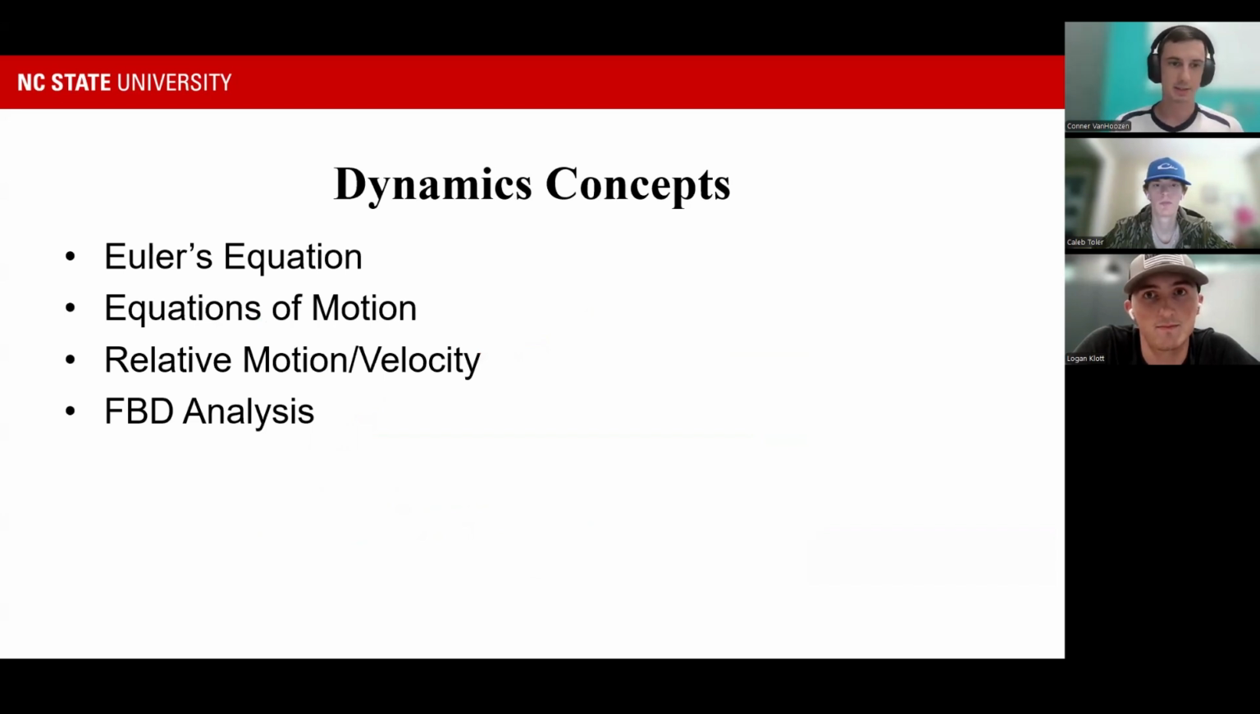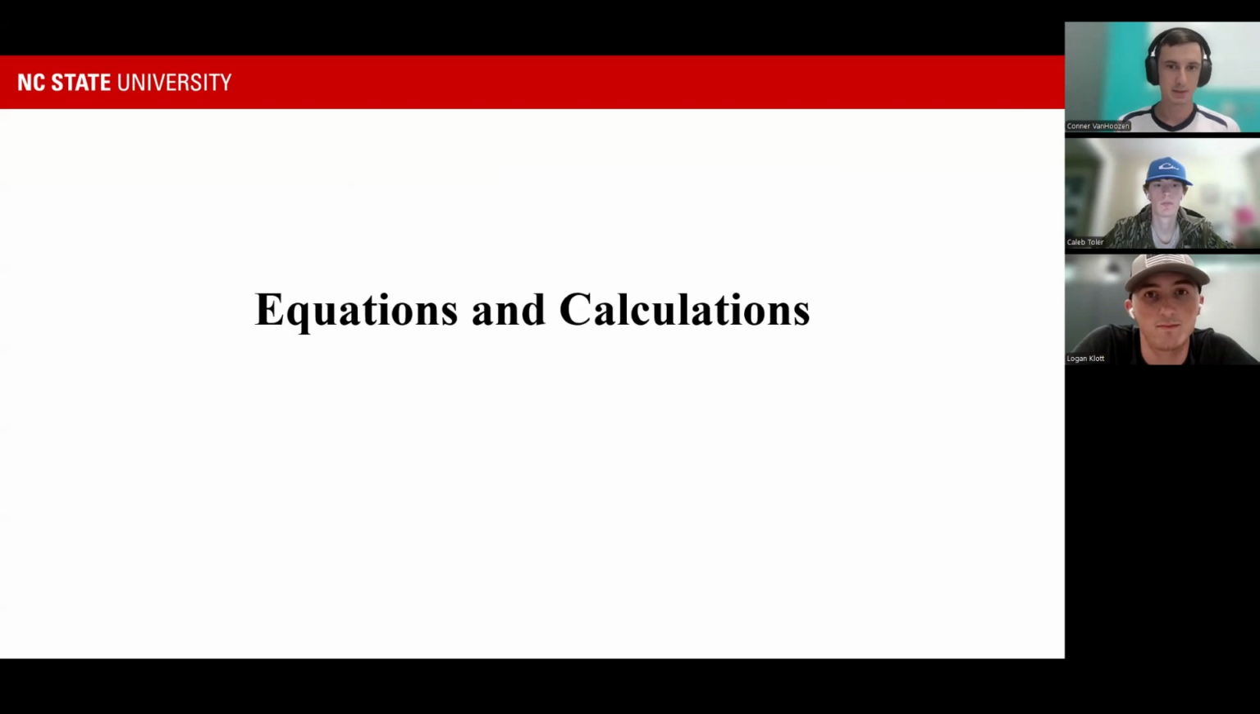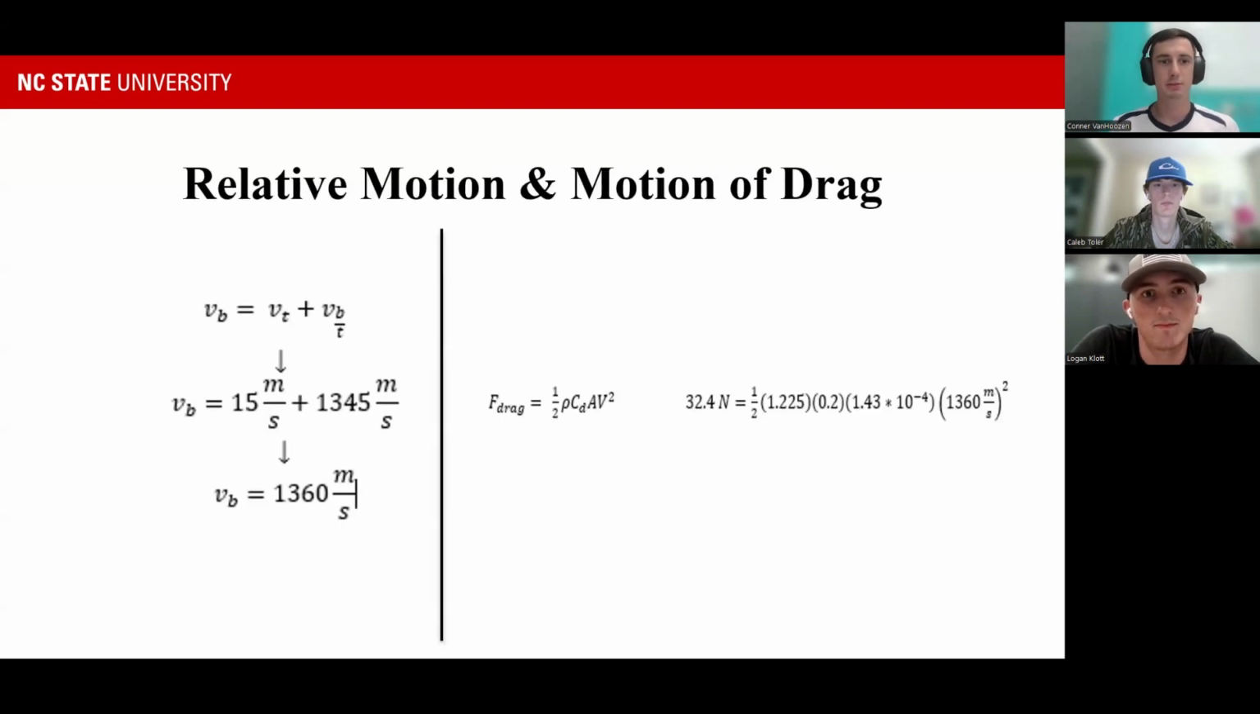Going into the dynamics concepts, we're going to go over Euler's equations, equations of motion, relative motion, and some of the FBD analysis that we just did. First, for the relative motion, we have the velocity of the bullet. We have to take the velocity of the tank plus the velocity of the bullet with respect to the tank. That gives us 15 plus 1345, which comes out to a total velocity of 1360 meters per second.